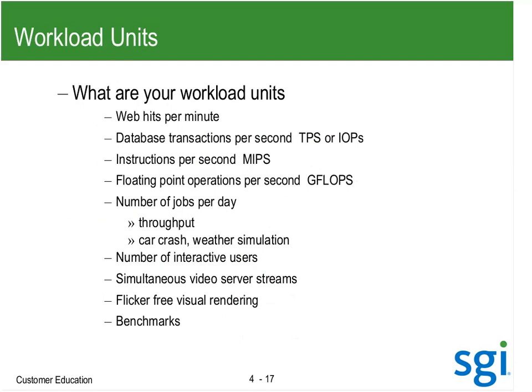If it's a web server, I care about web hits per minute, database engine transactions per second. There might be markets like digital signal processing, which was typically integer, and maybe I care about MIPS. In the scientific market, we're usually number crunching large arrays in floating point. In the batch market, number of jobs per day, or some sort of throughput metric. How much work am I getting done?